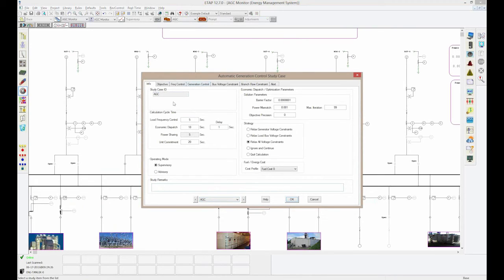For those of you who've used ETAP before, you will recognize the concept of a study case, and it allows for maximum flexible control over how the program is solving various optimization objectives. So here we are looking at the study case. We have different calculation cycle times. As I mentioned earlier, the frequency control, economic dispatch, power sharing between generators, as well as the ability to start and stop.